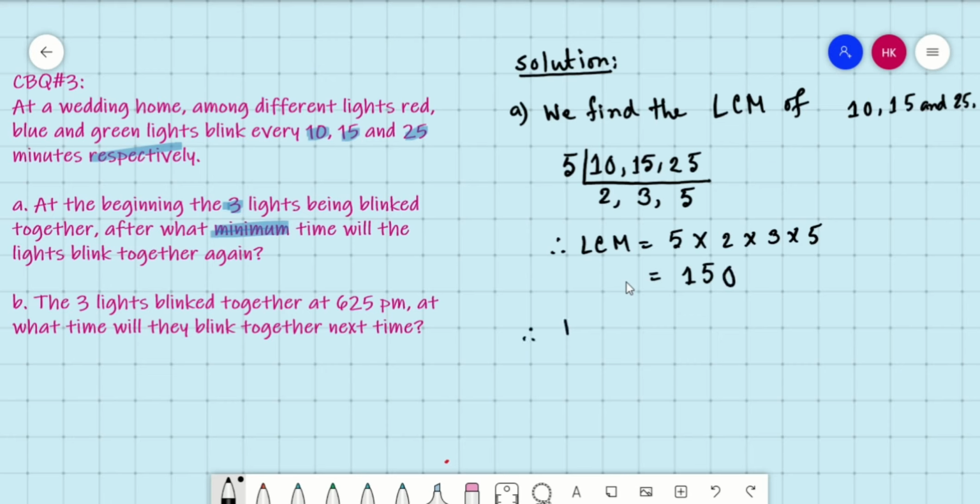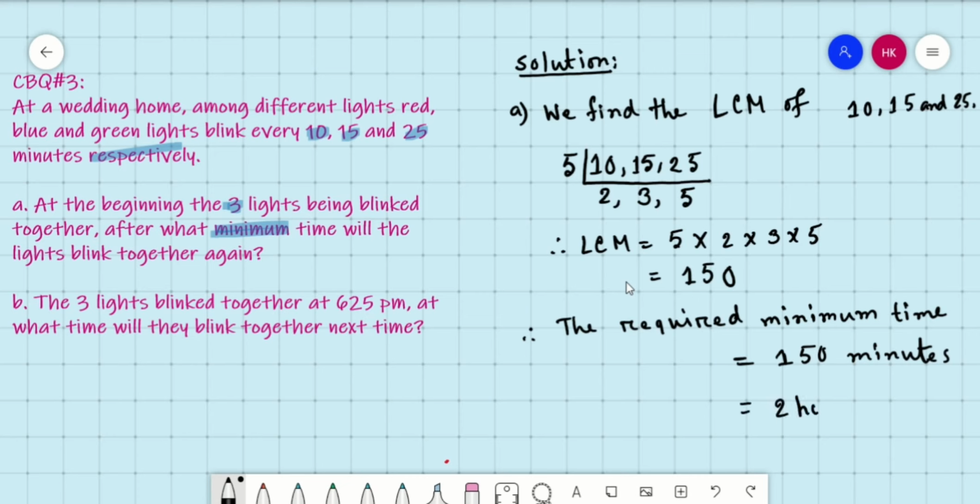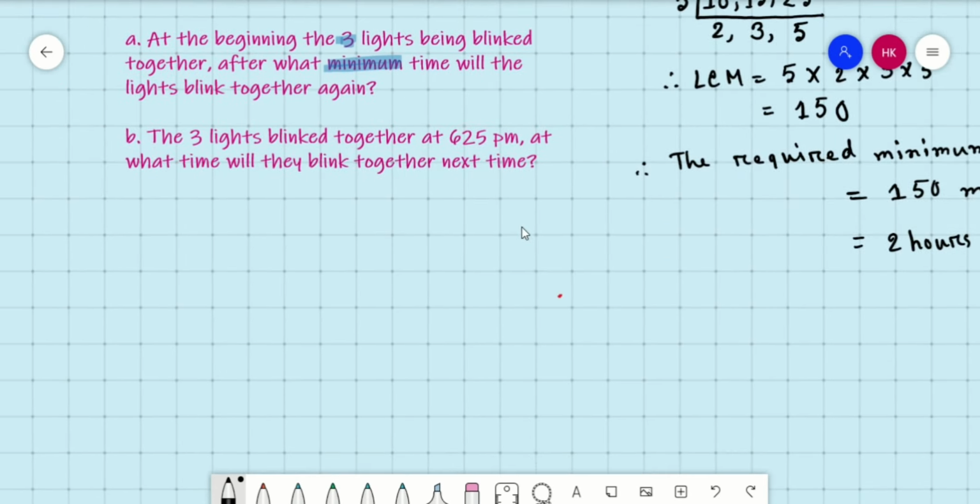So the required minimum time is 150 minutes. If the question asks the answer in hours, then we can write 2 hours and 30 minutes. So we can also write 2 hours and 30 minutes if we need it. Okay, let's move on to our next question.